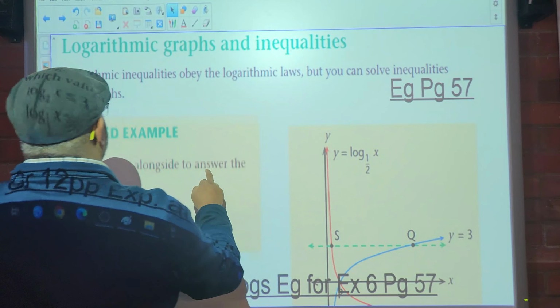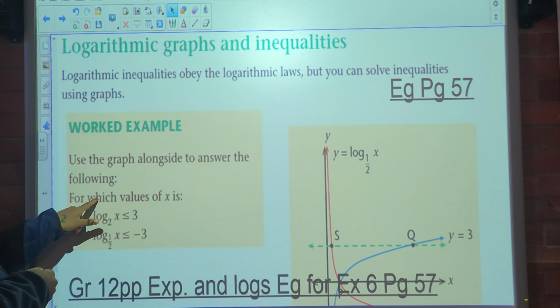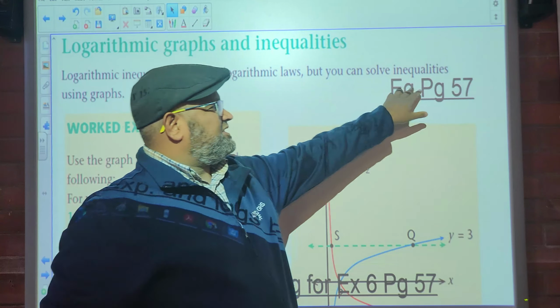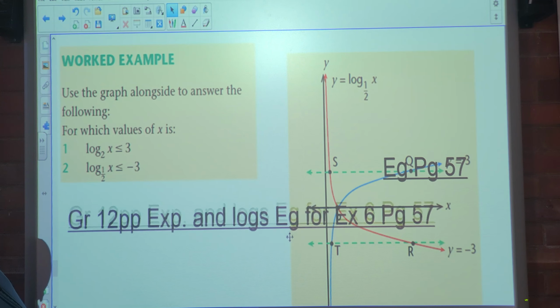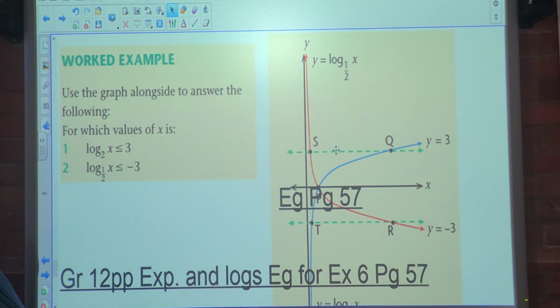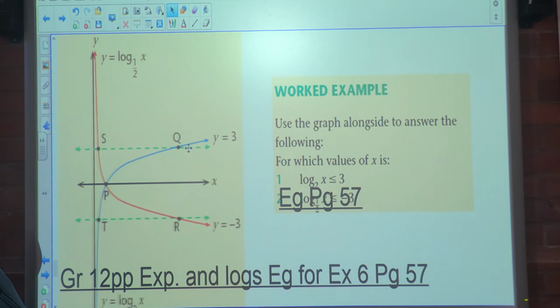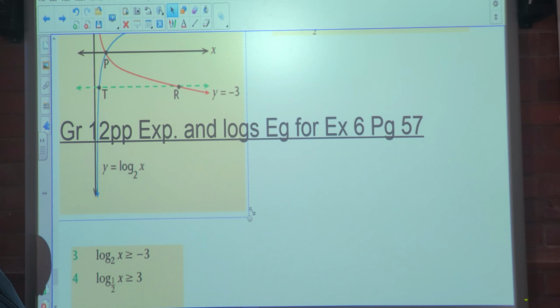Okay, so logarithmic inequalities obey the log laws, but you can solve inequalities using graphs. So as I was saying, you could solve it using the log laws, or we can use the graphs. The graphs are going to be the easier approach of the two. So we're looking at the worked example on page 57.